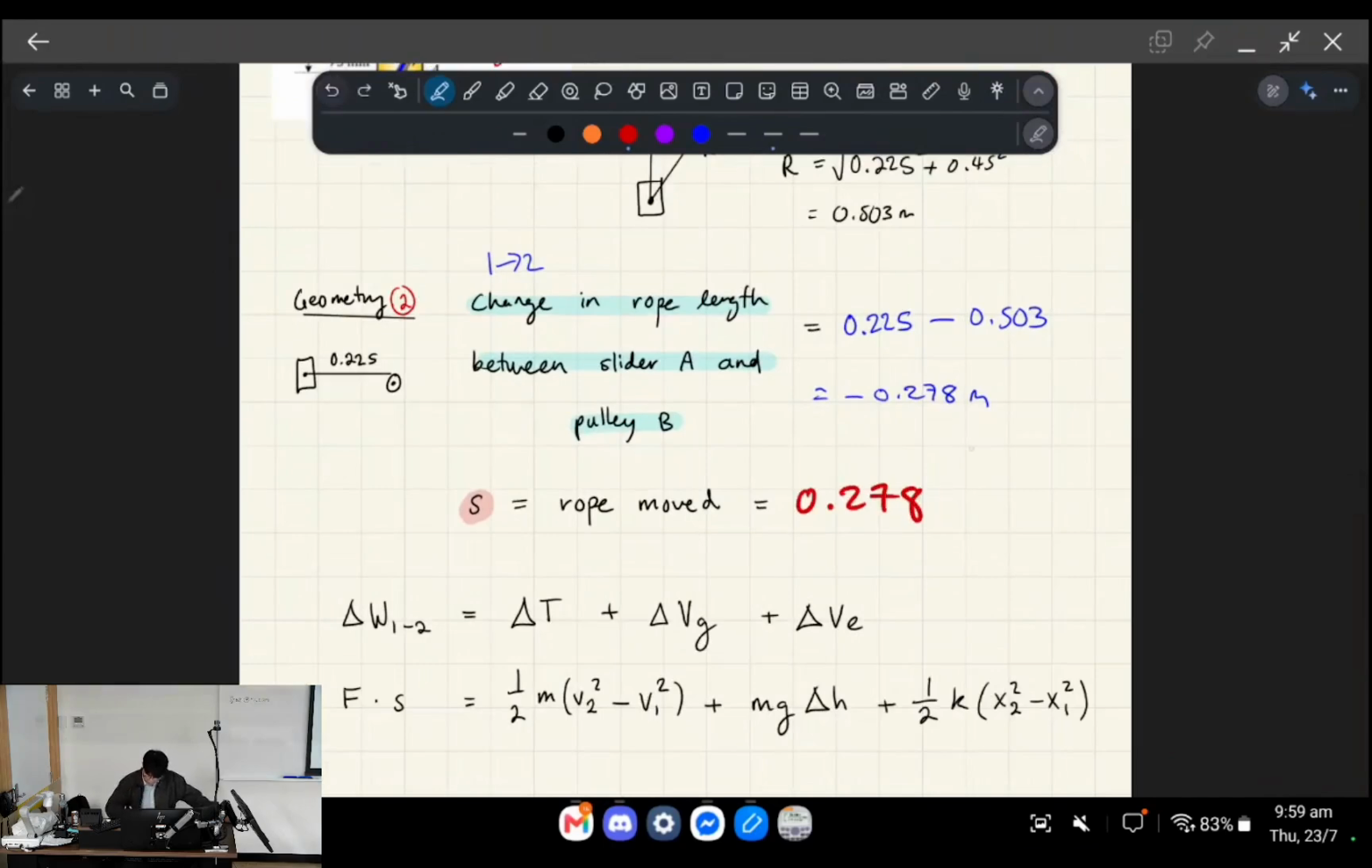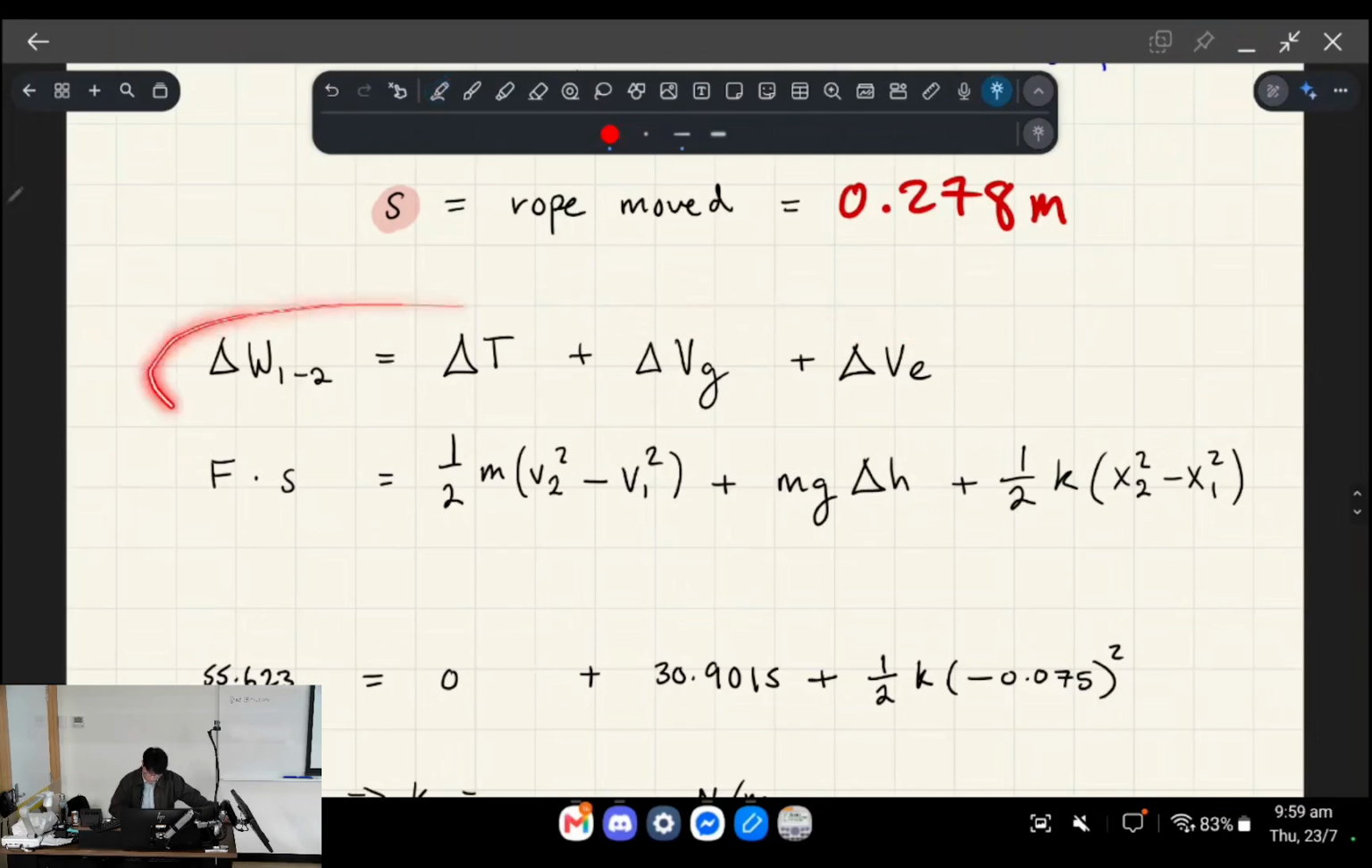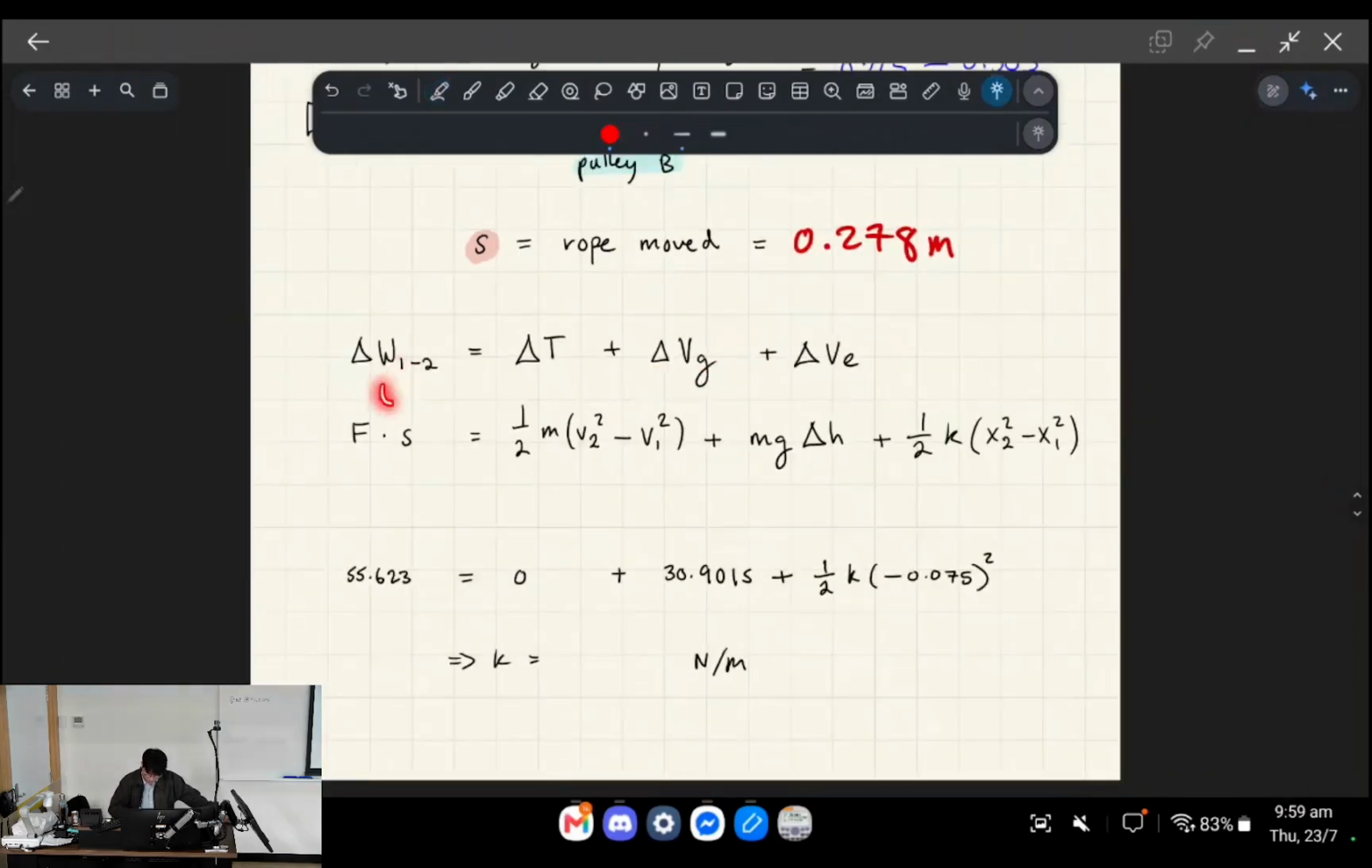It's elongated on the other side of that pulley by 0.278 meters, right? So that's going to be our displacement S. Okay, so now we've got energy conservation, and we can basically write out all of the formulas, right? And now it's just a matter of plugging in what we know.